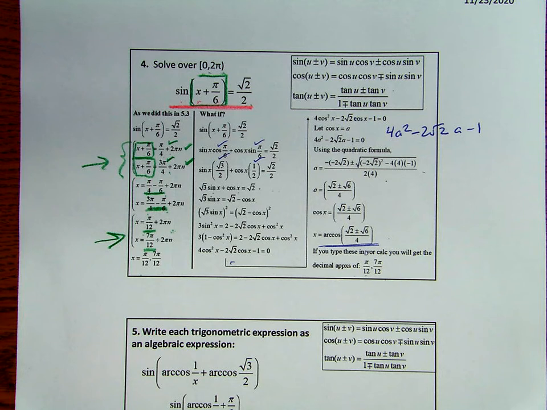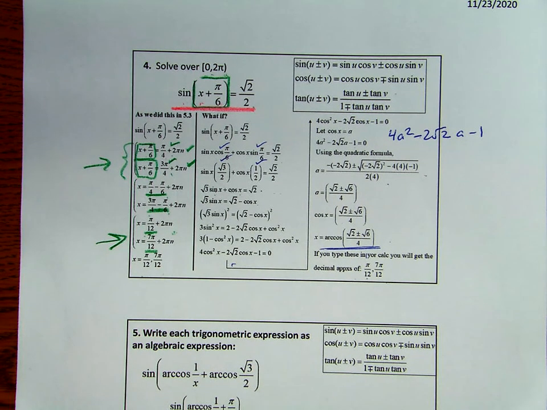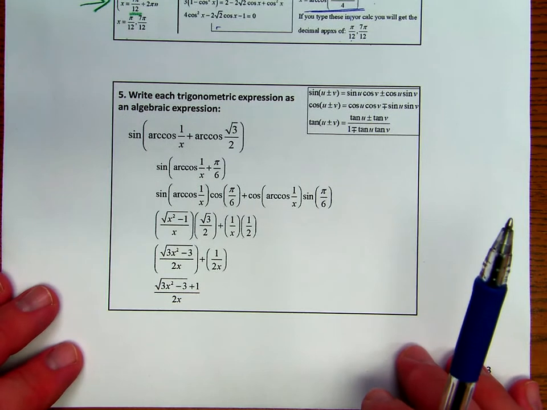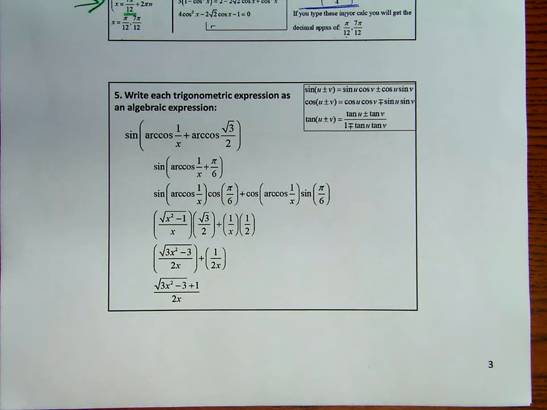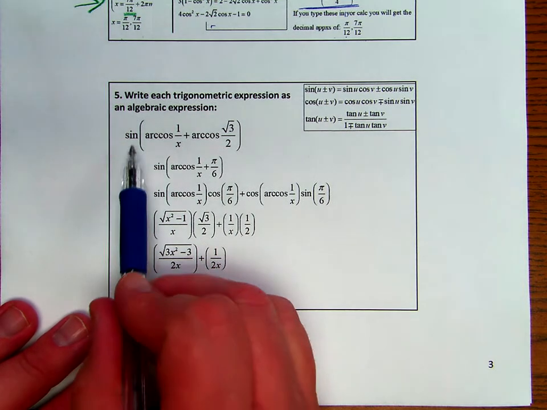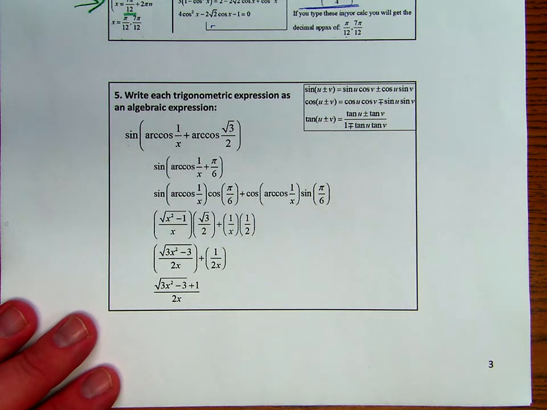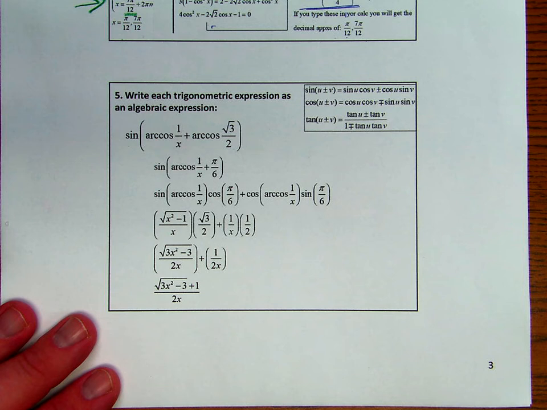All right, last context in terms of how these formulas fit into the bigger picture of what we're trying to accomplish here. All right, mixing this together with our inverse trig functions. So we want to simplify sine of the arc cosine of 1 over x plus the arc cosine of root 3 over 2. So we're blending together what we did in section 4.7 with what we're doing now.